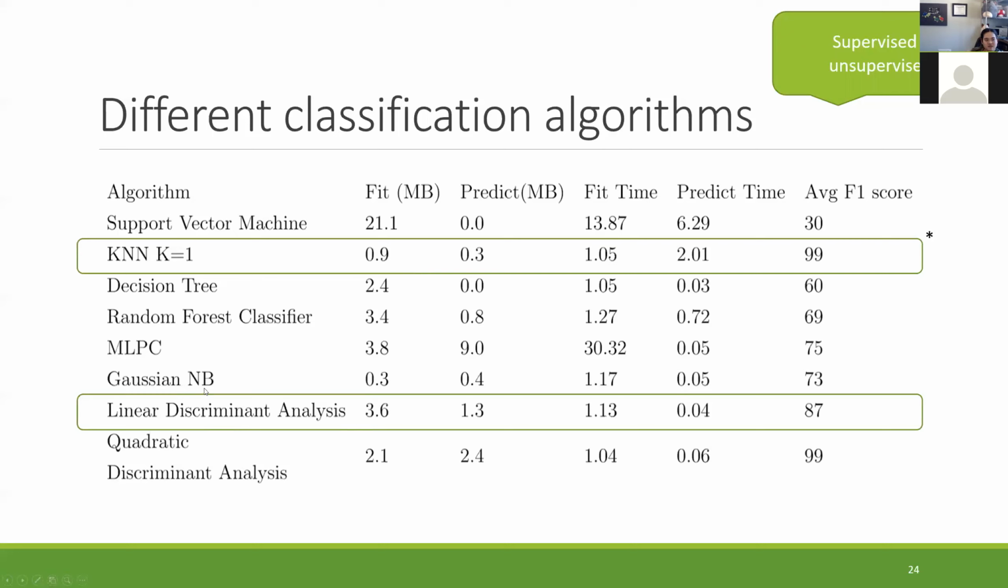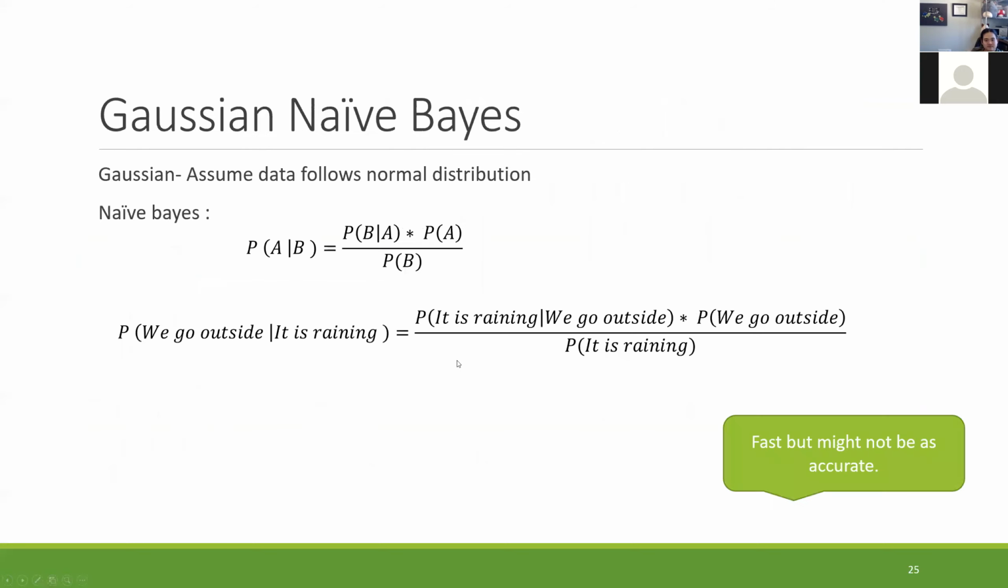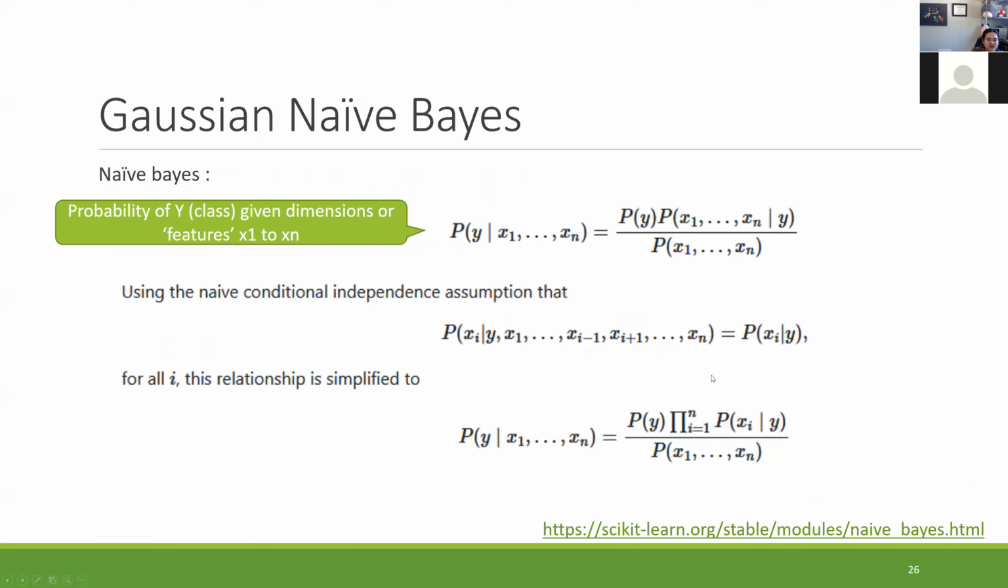What you'll usually see is Gaussian naive Bayes is a cheaper to implement classifier with respect to time and space, but the performance isn't as good. And you can see the MLPC, the neural network, uses quite a lot of time, right? Here's the Gaussian naive Bayes. Probability of A given B is equal to probability of B given A times probability of A over probability of B. The probability that we go outside, given that it's raining, is the probability that it is raining given that we go outside times the probability that we go outside, divided by the probability that it's raining. And again, the Gaussian naive Bayes might be fast, but it's not as accurate of a classifier.